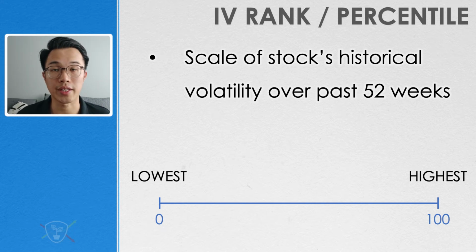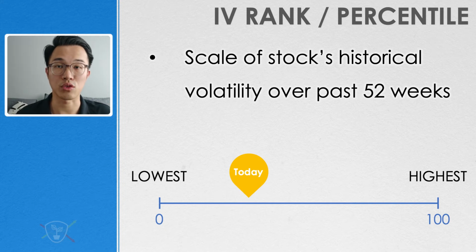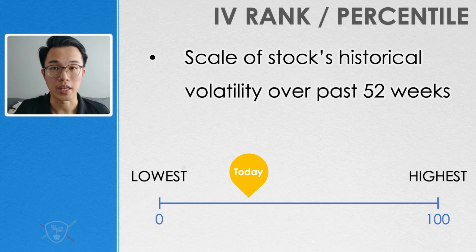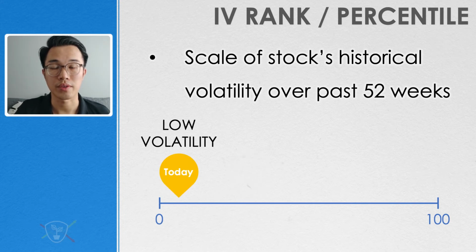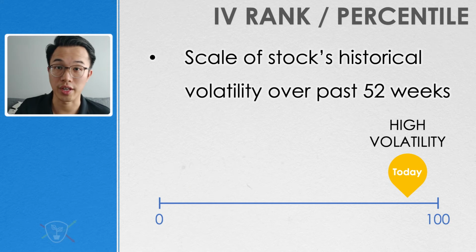So the IVR number that we see is telling us the stock's volatility today, where does it rank on this particular scale. If the IVR is close to 0, then we can say that today's stock volatility is relatively low. If the IVR is close to 100, and sometimes it can even be above 100, then what we can say is that the volatility of the stock today is relatively high.